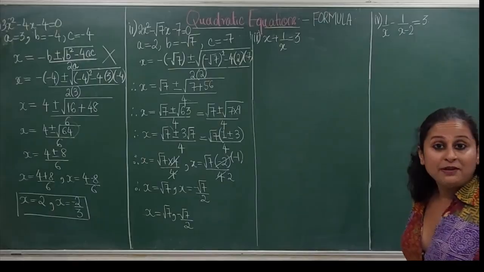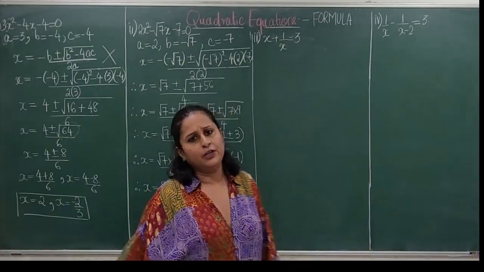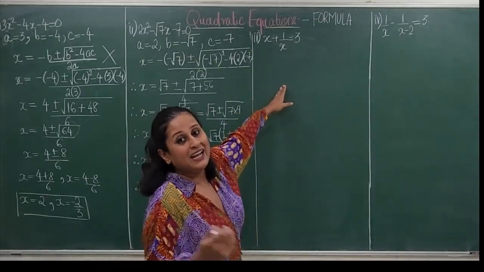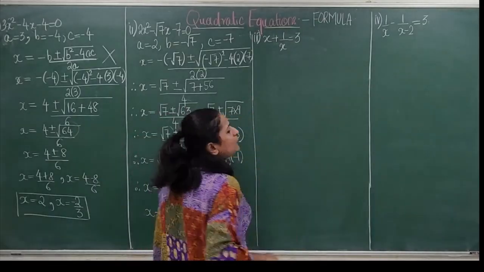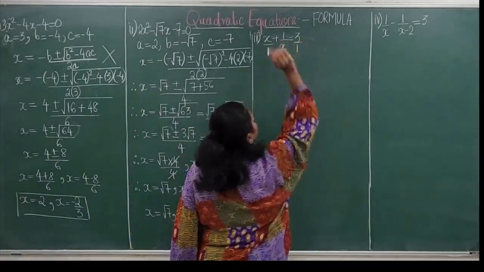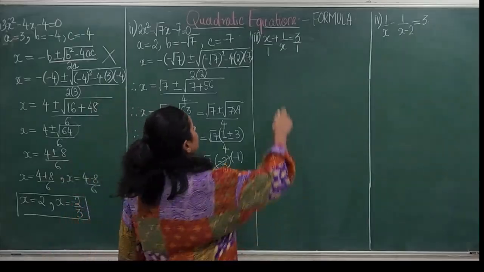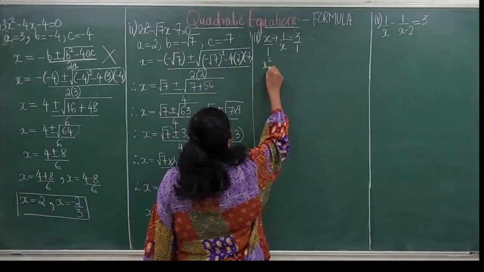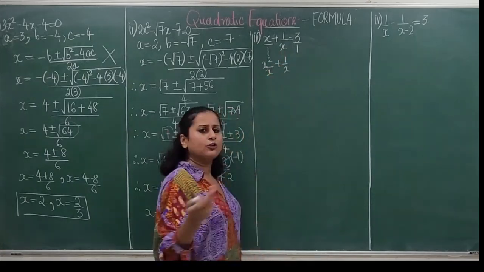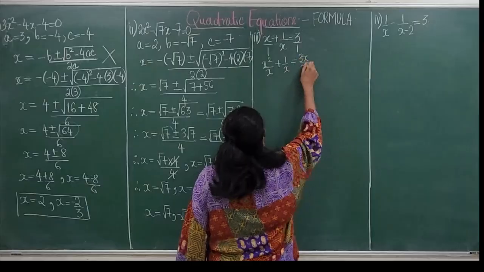Let's move to the next problem. This is not in standard form. So we will have to do a little bit of adjustment and modification, which we have done in our previous type of problems. What are we going to do here? Take LCM. What is the LCM of 1 and x? It's x into 1, which is x. So this becomes x square upon x plus 1 upon x, because the LCM of this already has x. This is equal to 3x upon x.